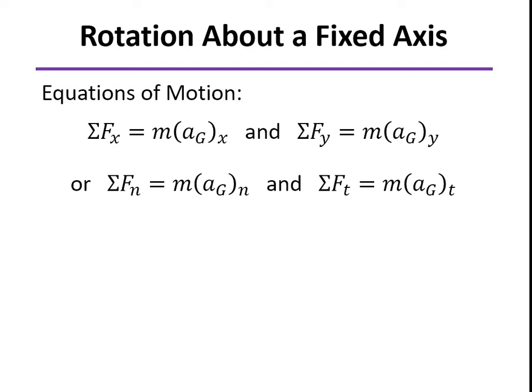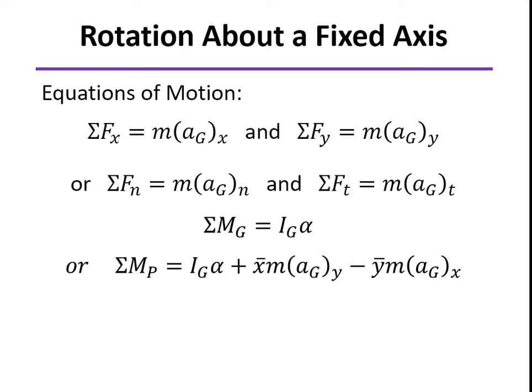Now, since it's a rigid body, we'll also need a sum of the moments equation. And so we can either sum moments about an axis through the center of mass, set it equal to the mass moment of inertia about that same axis times the angular acceleration alpha. If we take any point in general, then we have to add the other kinetic moments, which are the distance between the point P and the center of mass, those are x bar and y bar components, times these effective forces, the mass times the acceleration terms that we've talked about when we did translation.